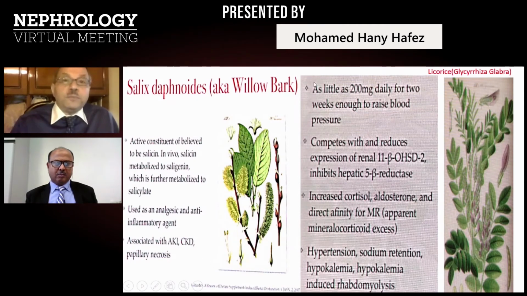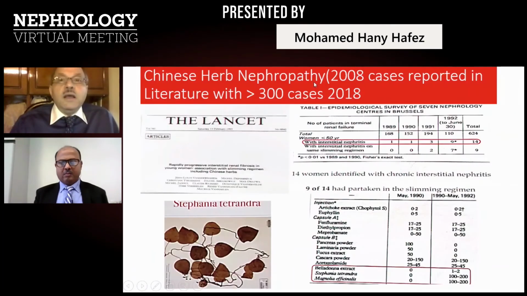This Chinese herb, in 2008, they reported in the literature many cases that increased by 2018. And these are 7 nephrology centers in Brussels that found that women trying to lose weight by this herbal medicine, used for slimming, are increasing in number. And the material was belladonna extract, Stephania tetrandra, and Magnolia officinalis.